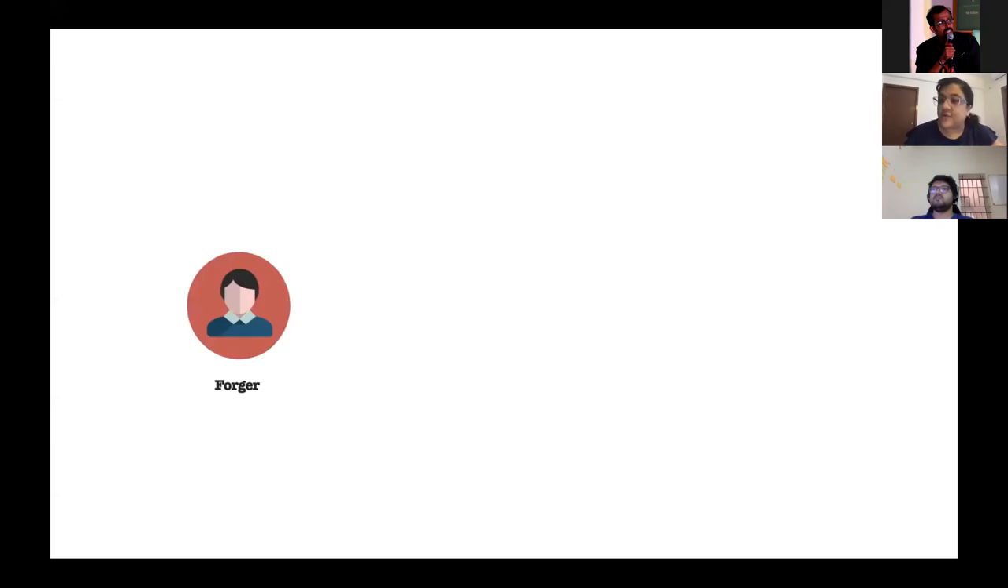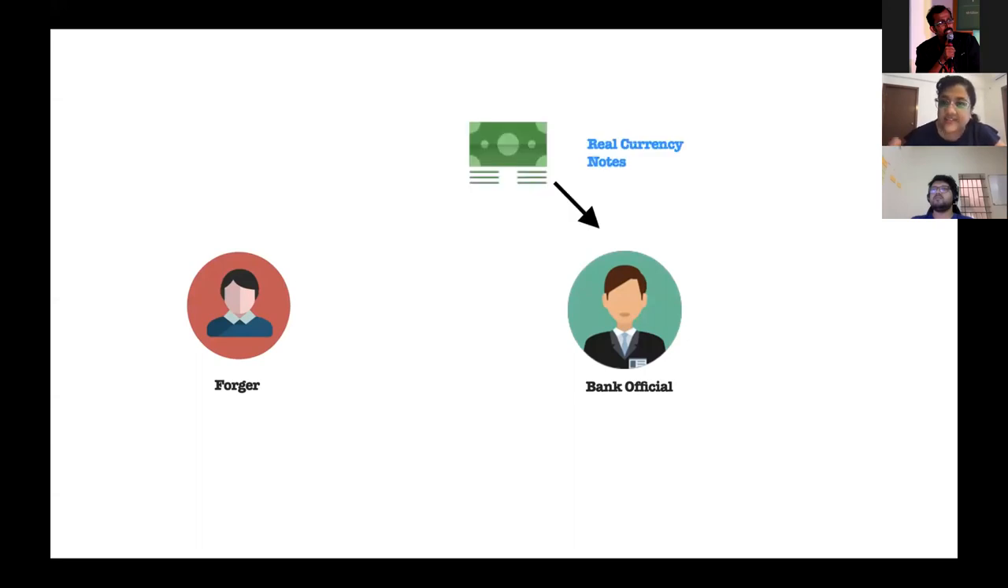We have this friend who's a forger, and then we have this bank official, friend B, who is the one who has actually seen the real currency notes, the new one that's going to come up. So the forger says, okay, fine, I'll just create something, let's say a 2,500 rupee note. He creates some kind of note, draws whatever he knows, and shows it to the bank official. And this guy says whether it's real or fake.